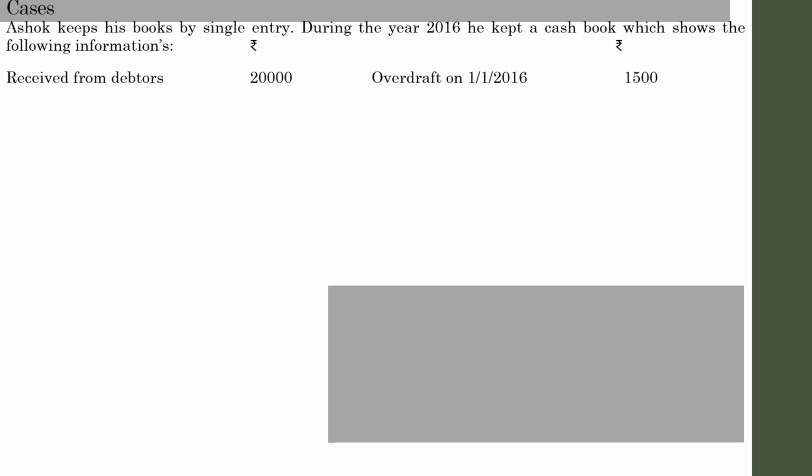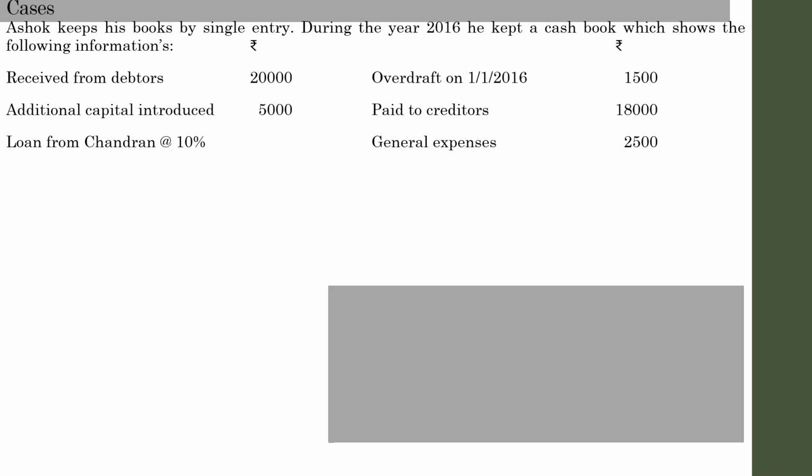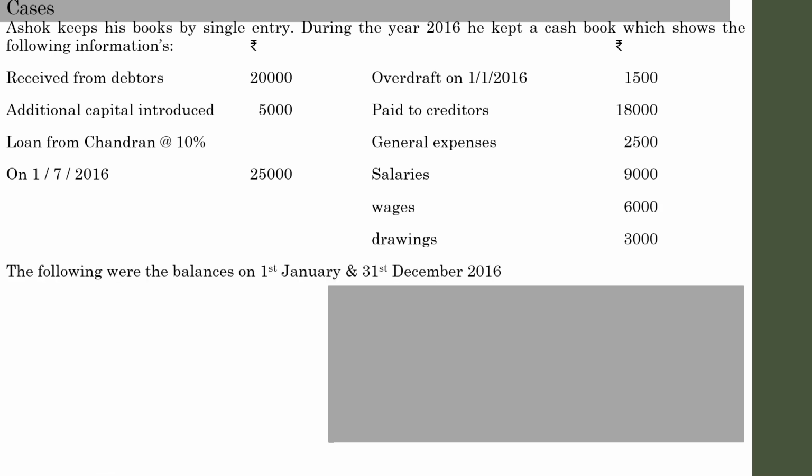Received from debtors 20,000, overdraft on 1/1/2016 is 1,500. Additional capital introduced 5,000, paid to creditors 18,000. Loan from Chandran at 10% on 1/7/2016 is 25,000. Here general expenses is 2,500, salaries 9,000, wages 6,000, drawings 3,000. The following were the balances on 1st January and 31st December 2016.